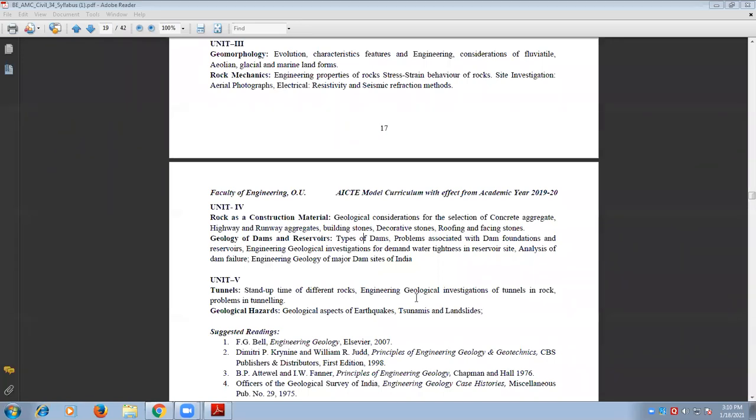Then secondly, we have sedimentary rocks. Sedimentary rocks are formed by the weathering and transportation of existing rocks. They are generally deposited on the oceanic floor in the form of layers. Some examples of sedimentary rocks are sandstone, limestone, shales, etc. These rocks are definitely weaker when compared to igneous rocks.